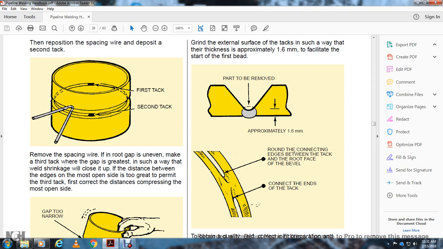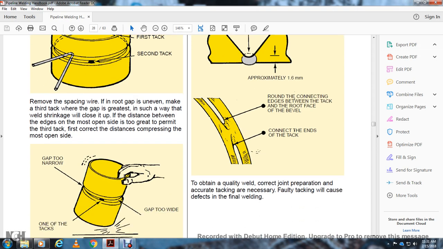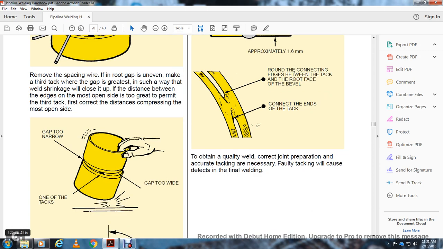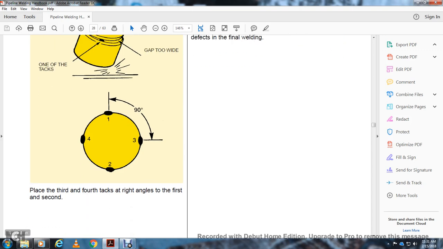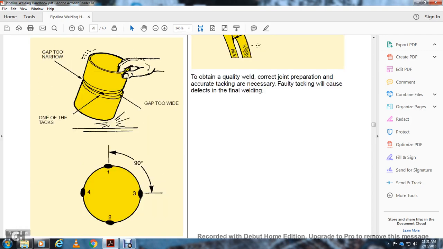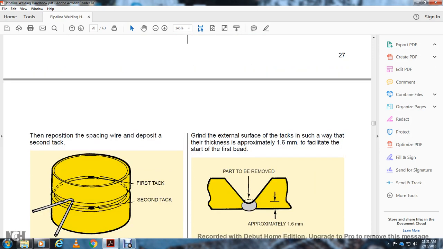First, correct the distance by compressing the most open side. Gap too narrow, gap too wide. Tack positions are worked at 120, 180 to 190 degrees. Place the third and fourth tacks at right angles to the first and second. Dress the external surface of the tack in such a way that the thickness is approximately 1.6 millimeters, to facilitate the start of the first bead.